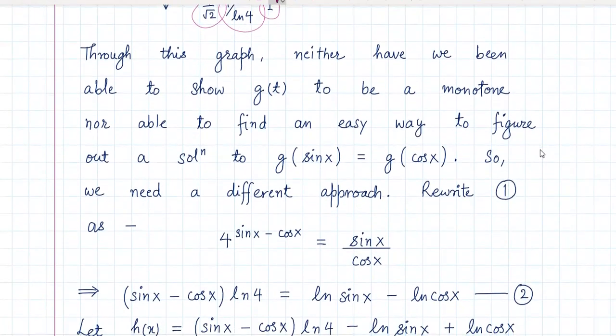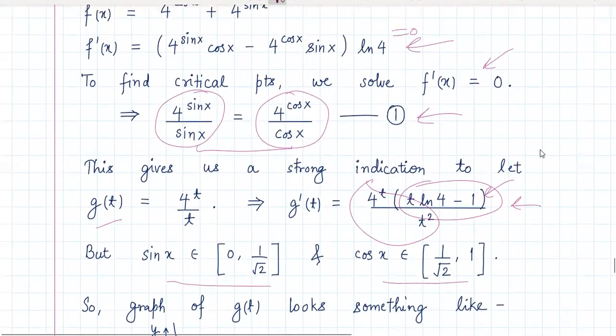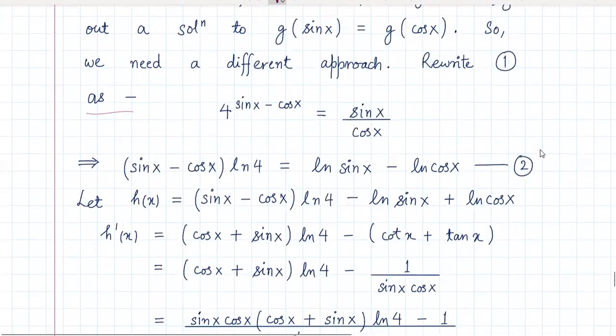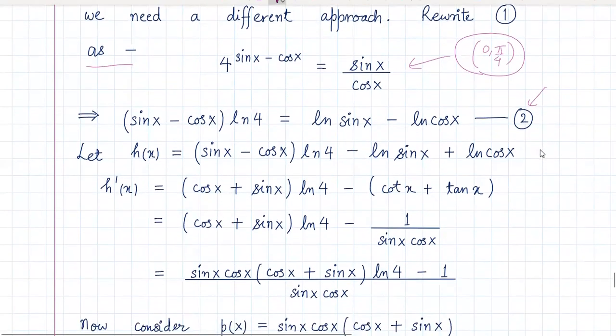So we will rewrite equation number 1 in this form, and then we will take logarithm, which we are calling equation number 2. Now we are not considering the closed interval, we are only considering the open interval. That's why we have been able to divide, take logarithm and everything. Now let us call h of x equal to this function minus this function. So that's what we are calling h of x.